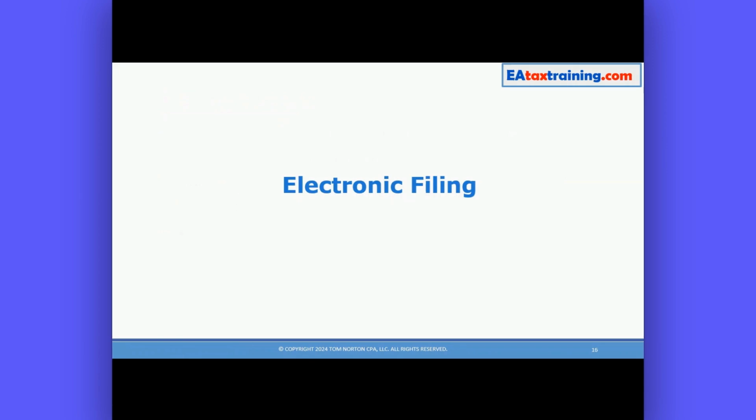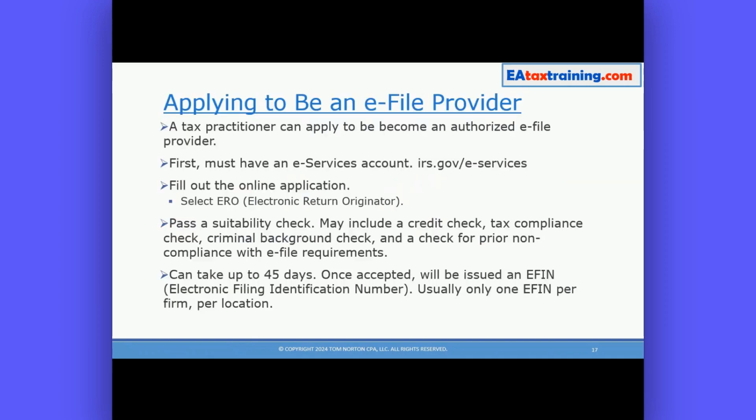So now let's talk about electronic filing. As a tax preparer, if you're working for yourself, you can apply to be an e-file provider, and you will probably want to do this if you're going to e-file tax returns, which you are. If you're filing tax returns, you're going to be e-filing tax returns. And so you are going to want to apply to become an e-file provider.